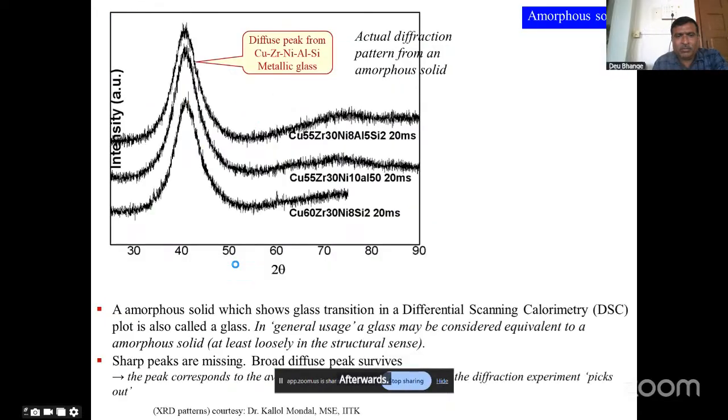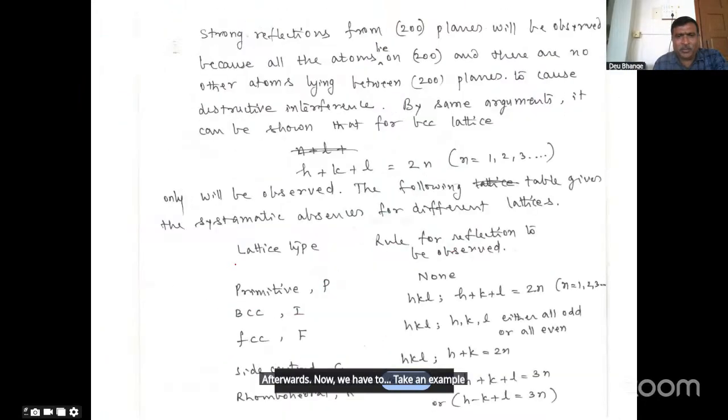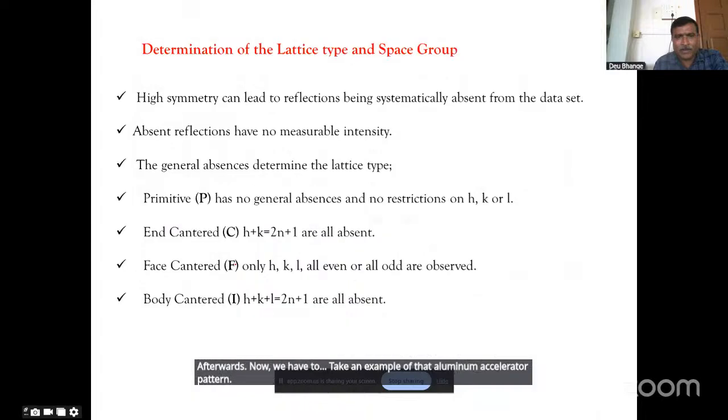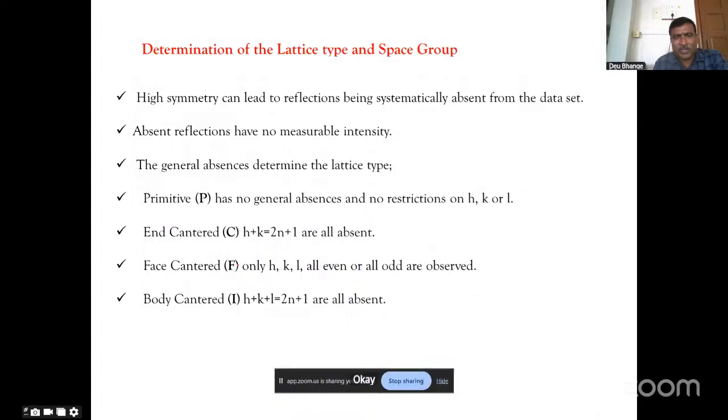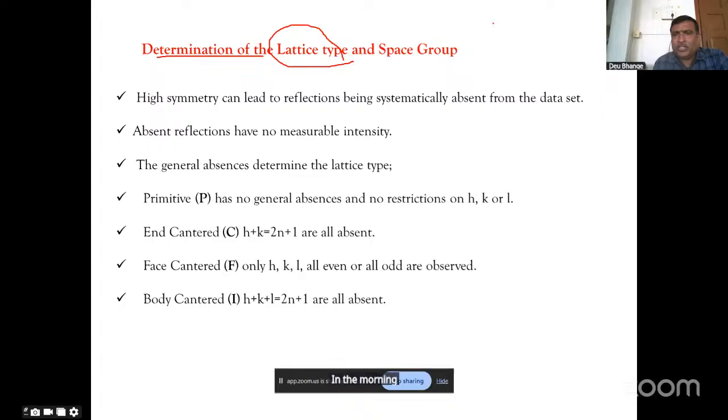Now we have to take an example of that aluminum XRD pattern. By using X-ray diffraction, we can determine the type of lattice. I have already told you in the morning, we have 7 crystal systems: cubic, tetragonal.